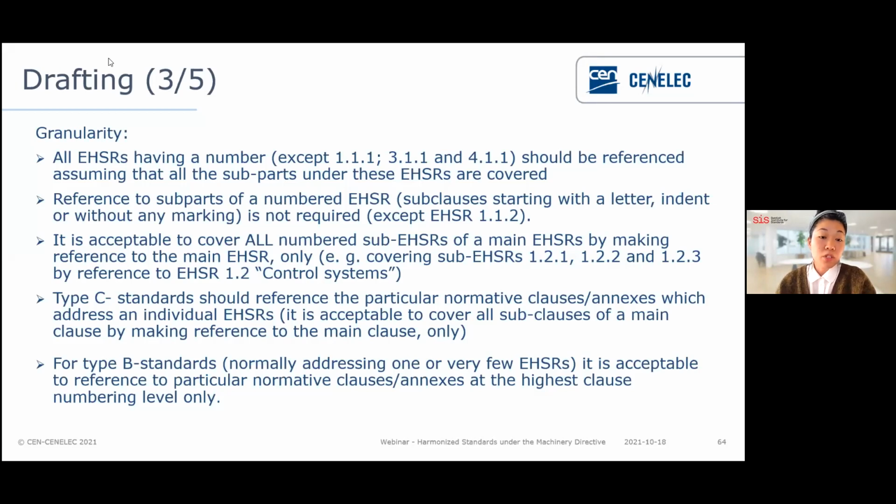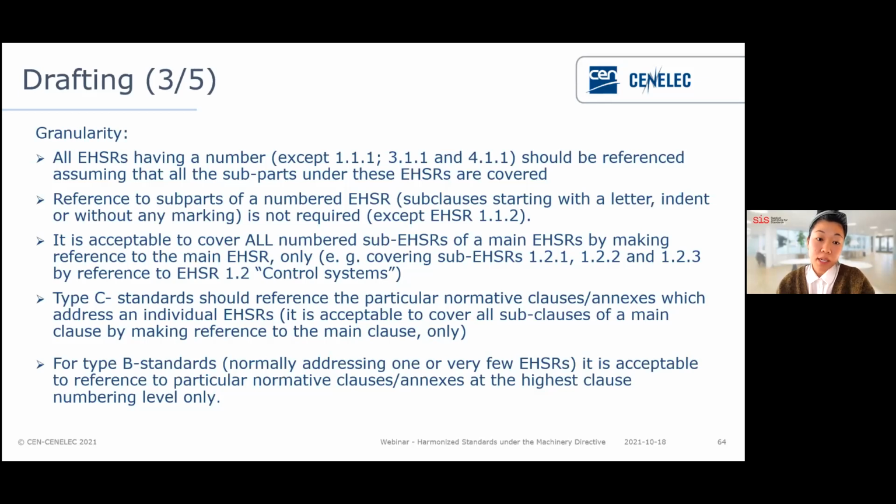It is acceptable to cover all numbered sub-requirements of a main requirement by making reference to the main requirement only. So for example, 1.2.1, 1.2.2, and 1.2.3 can be referenced as 1.2 Control system. It is not accepted to make reference to the entire section 1, 2, 3, 4, etc. Type C standards should reference the particular normative clauses or annexes which address an individual requirement. It is acceptable to cover all subclauses of a main clause by making reference to the main clause only.